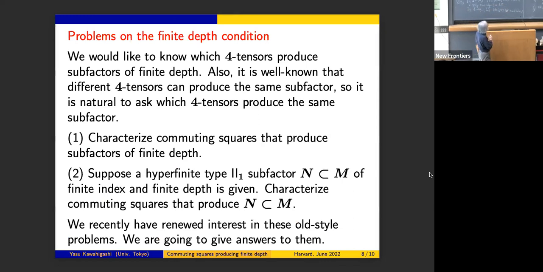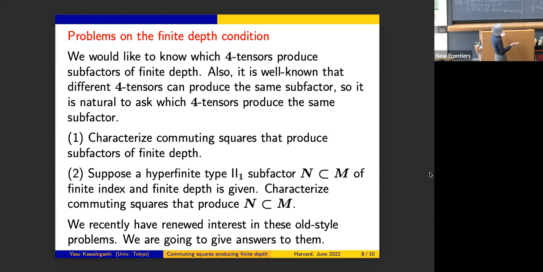Then my new main result is about this problem. From this study, we are now ready to study this mathematical problem: we would like to know which four tensors produce subfactors of finite depth. This is a classical problem which has been studied for more than 30 years, I would say. It's well known that different four tensors can produce the same subfactor, and there are lots of rather trivial examples of this type.